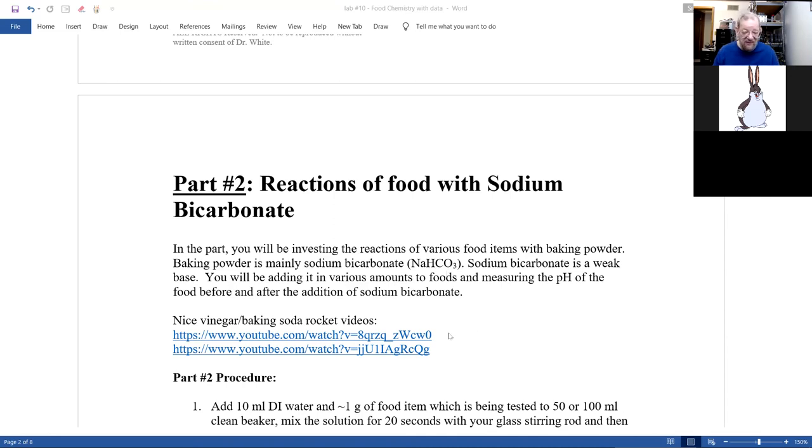Now, let's look at something. I don't know which one of these is better, so let's look at the first one. Oh, what happens when you add vinegar to baking powder? Now, the reaction, I'll teach you this tomorrow. One of the products is carbon dioxide, CO2.